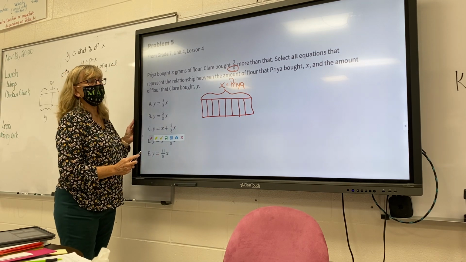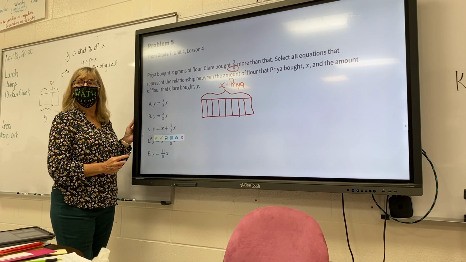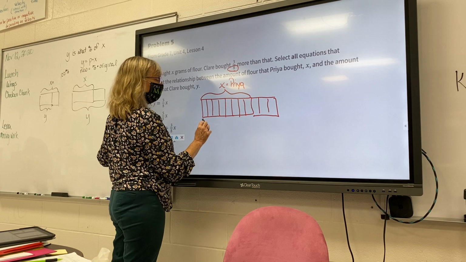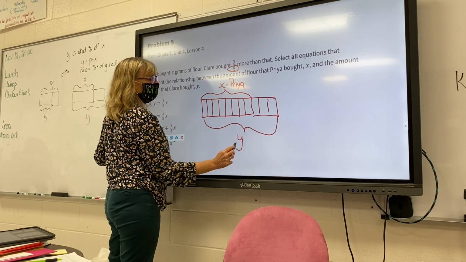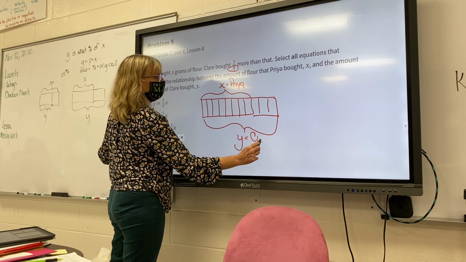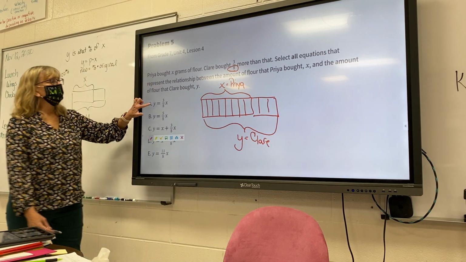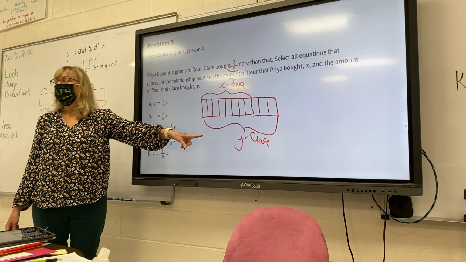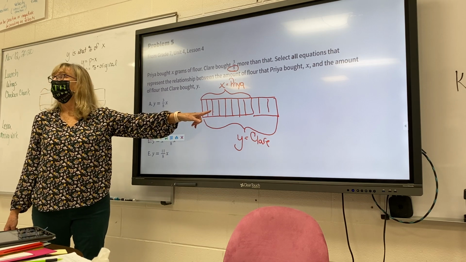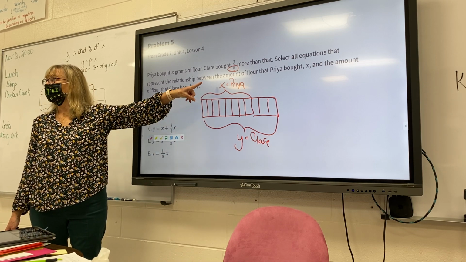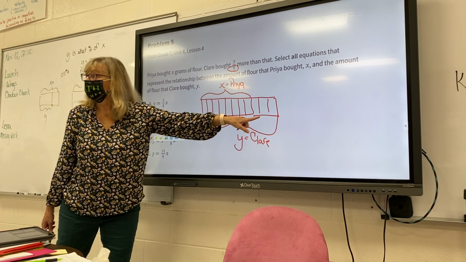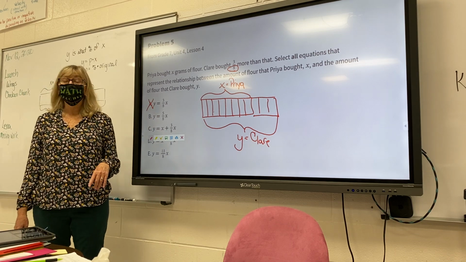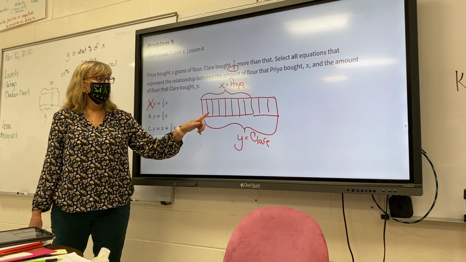Okay, Claire bought 3/8 more. Is that an increase or a decrease? An increase. So I'm going to add on 1, 2, 3 more. So she is down here. Okay. Y is 3/8 of X. Is that what that says? 3/8 would only be that, right? Is Claire 3/8 of X, of Priya? No, Claire's this whole thing, isn't she? So that doesn't work. Y is 5/8 X. Is that true?